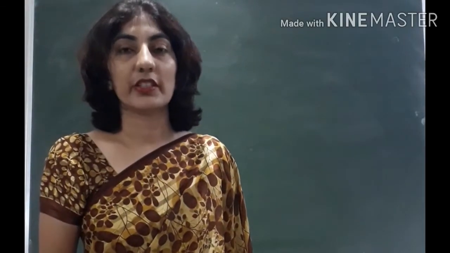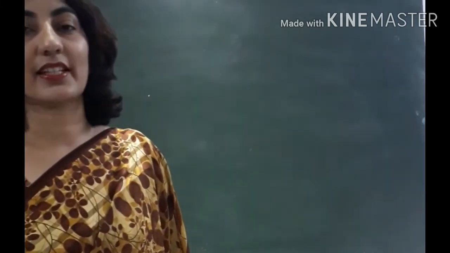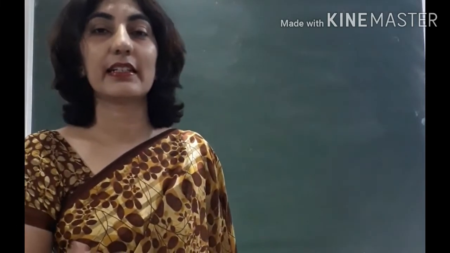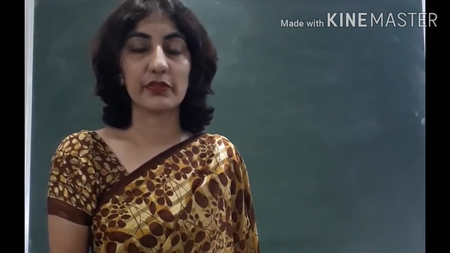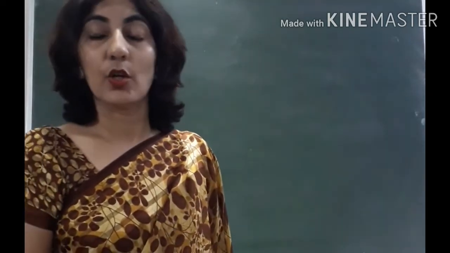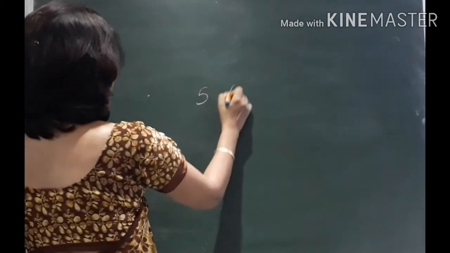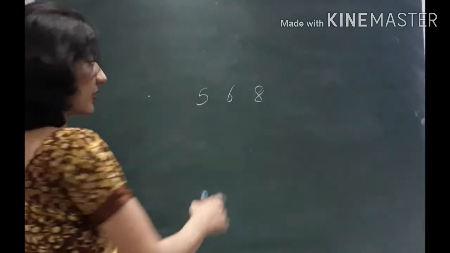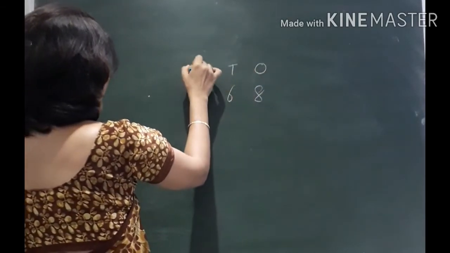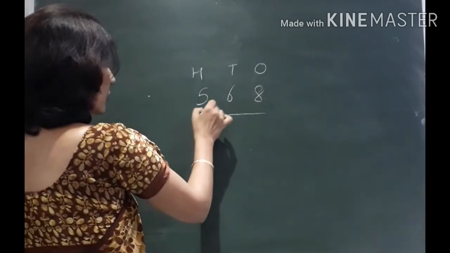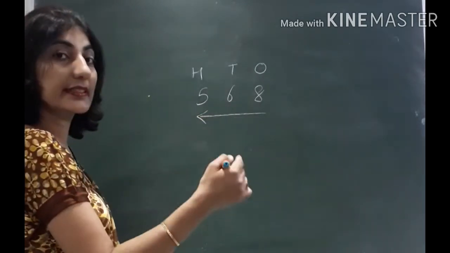Very often we hear on TV that yesterday it rained 1.7 millimeter in Hisar, or it rained 1.9 millimeter in Hisar. What does this mean, 1.7, 1.9? This is the decimal representation, a decimal fraction. See, you have learned how to represent a whole number in the Indian system of numeration. If I take a number 568, the place value is: 8 is at ones place, 6 is at tens place and 5 is at hundreds place. Means as I move to the left, the value is increasing 10 times.